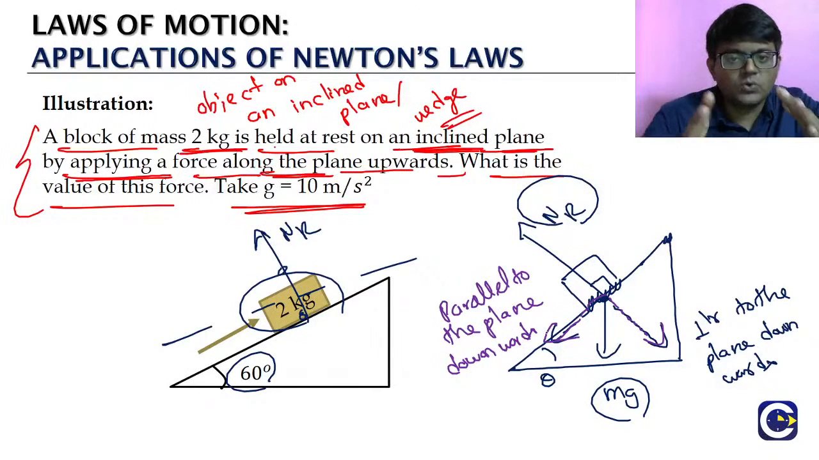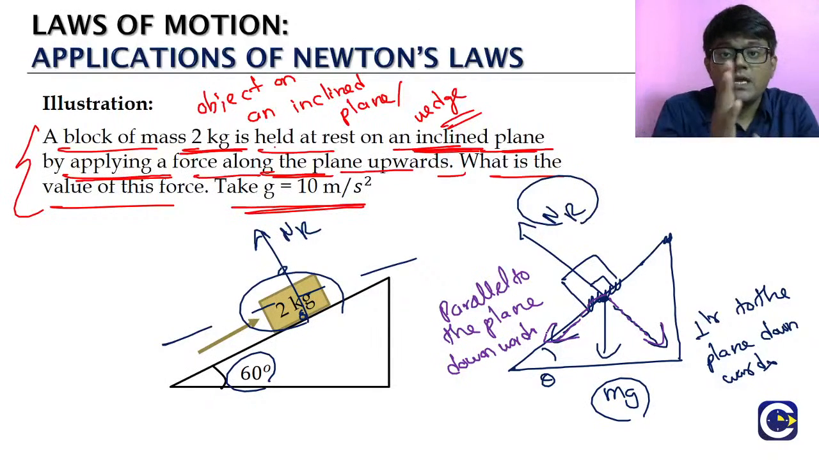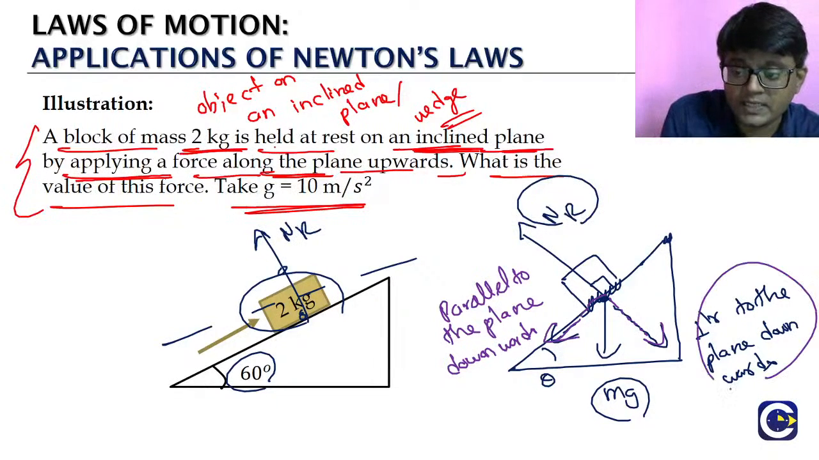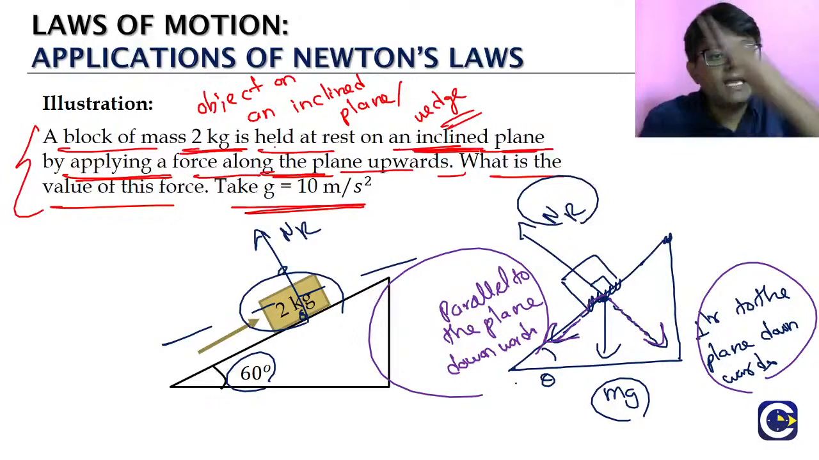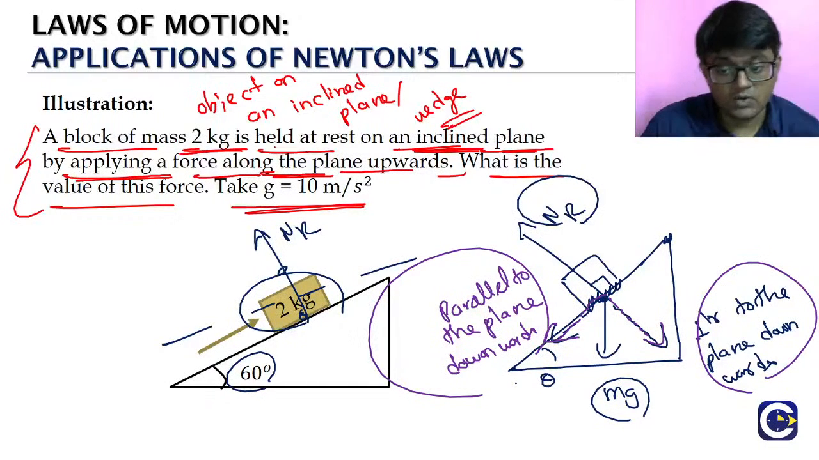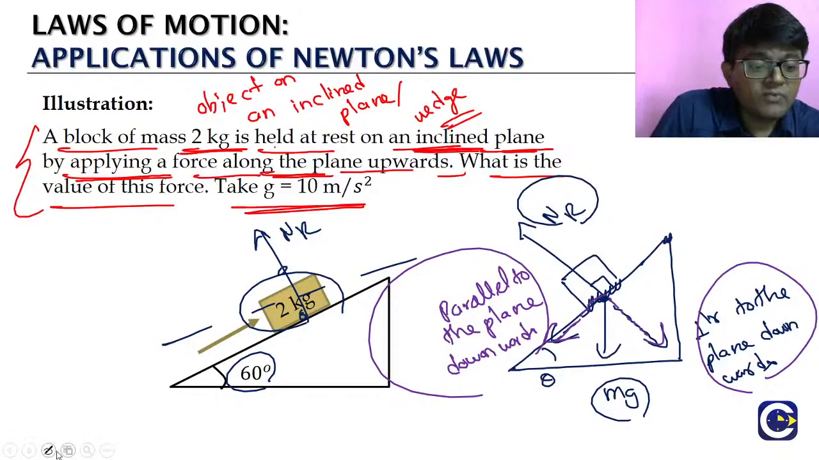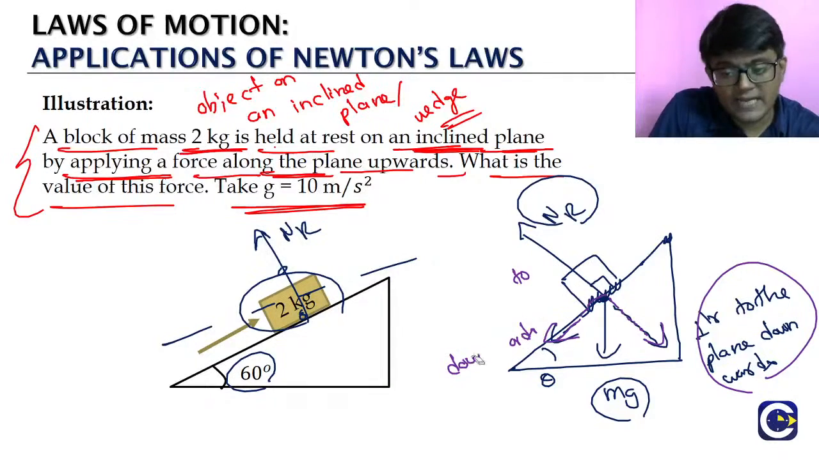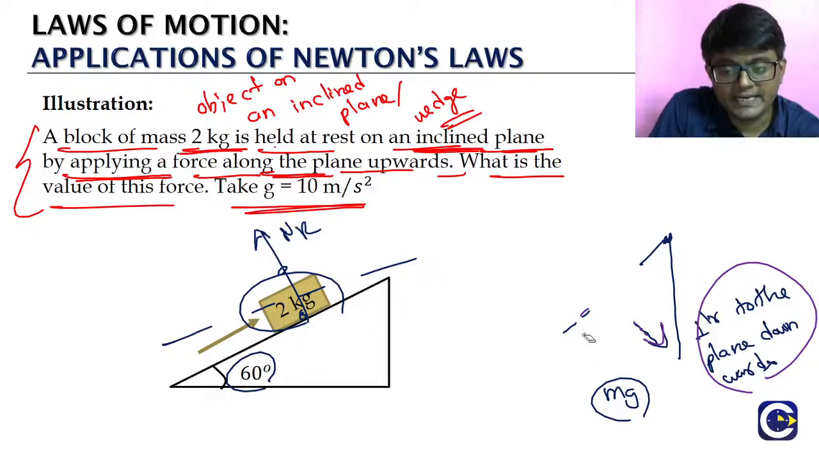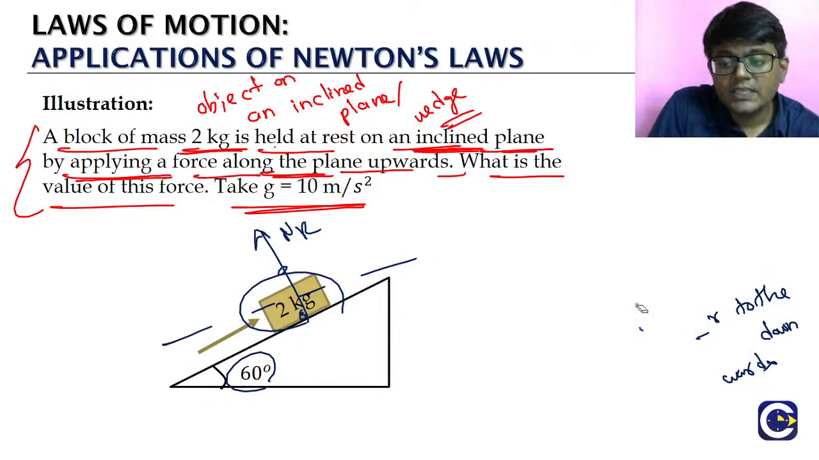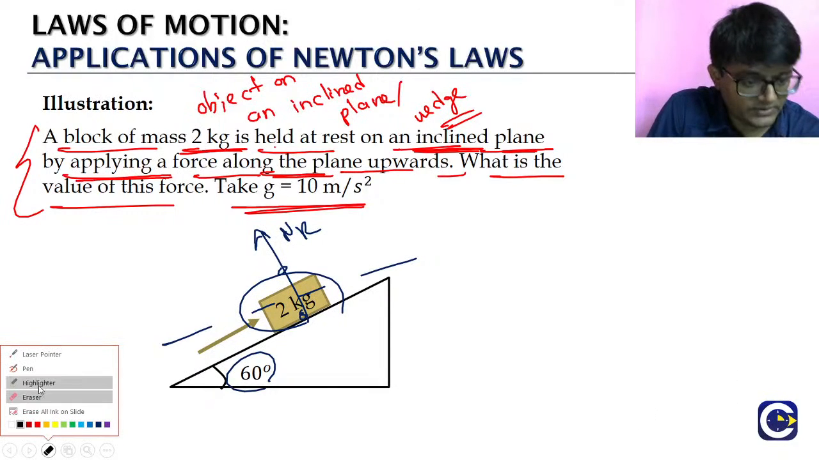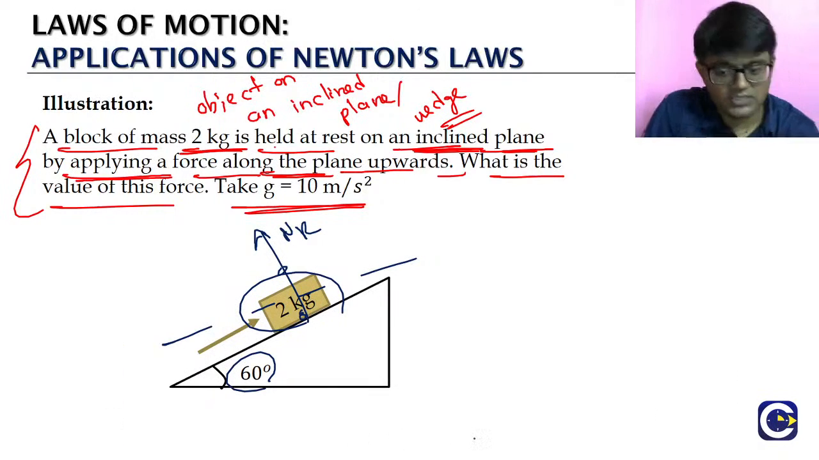When you take the two components of the weight, one component is perpendicular to the plane, down. The other component is parallel to the plane, down. So this is the reason why objects kept on a smooth inclined plane start coming down. Why? Because the weight has a component along the plane downwards.